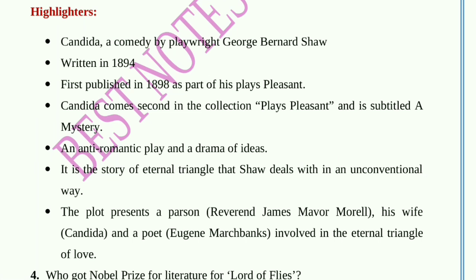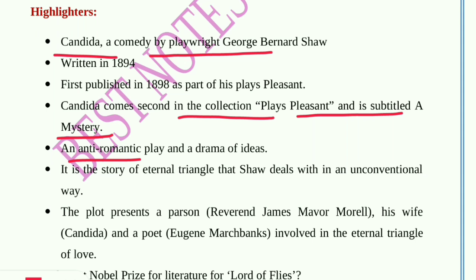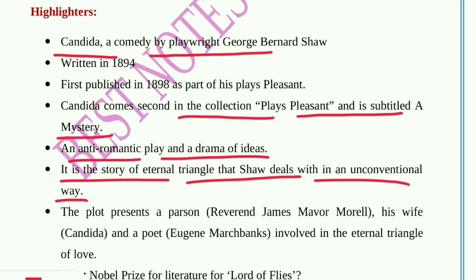Candida, a comedy by playwright George Bernard Shaw. It was written in 1894 and first published in 1898 as part of his Plays Pleasant. Candida comes second in the collection. The subtitle is A Mystery, an anti-romantic play and a drama of ideas. It is the story of the eternal triangle that Shaw deals with in an unconventional way. The plot presents a man, Reverend James Mavor Morell, his wife Candida, and a poet, Eugene Marchbanks, involved in the eternal triangle of love.